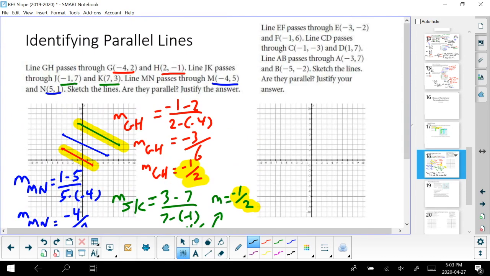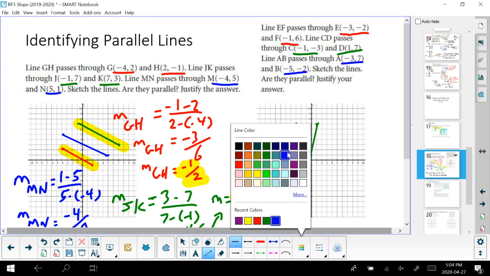The next question here, we're going to start off by, again, just plotting our points and calculating the slope. So we've got negative 3, negative 2, and then negative 1, positive 6. Let's plot a line through those points. Next, we look at line CD, negative 1, negative 3, and then 1, 7. Last but not least, we've got A, negative 3, 7, and B, negative 5, negative 2.